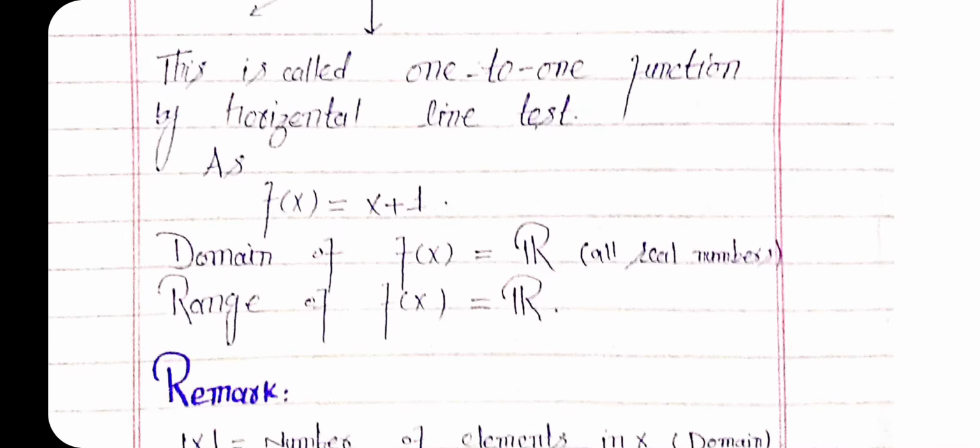Here we can find the domain and range of this function. As this is a linear function, the domain is the set of real numbers and the codomain or range is also the set of real numbers.